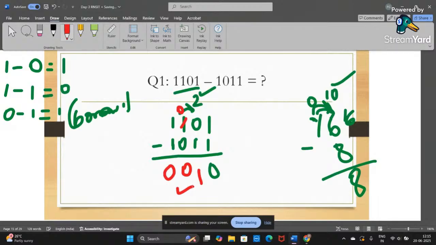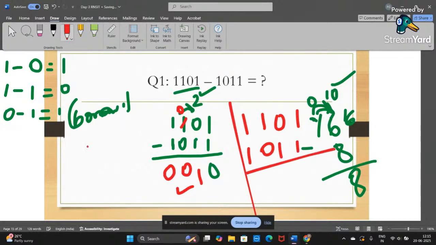This is your answer. I'll explain it again. Listen carefully. 1, 1, 0, 1, 1, 0, 1, 1, right? 1 minus 1 it is 0. 1 minus 1 it is 0. 0 minus 1, we have to borrow. So you have to borrow from the next one. When you are borrowing, this 1 will become 2.